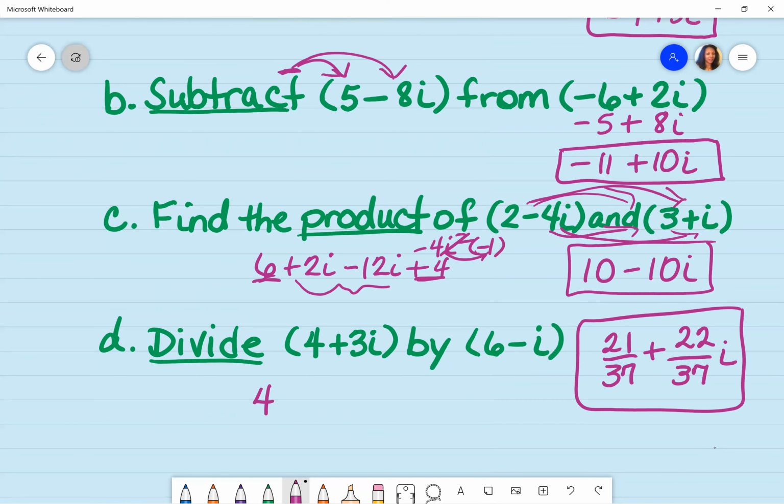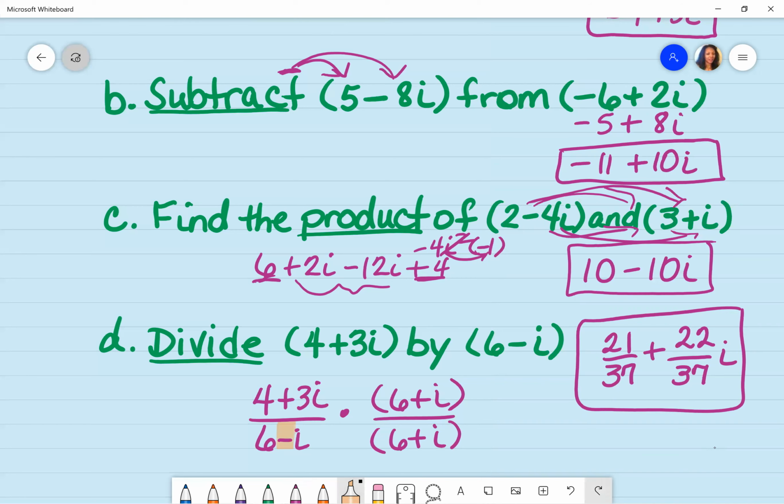Now, of course, you're going to have to show something. So what you could do is just show me 4 plus 3i divided by 6 minus i, and then just show me the conjugate. The sign in front of the imaginary part is the only thing that changes. So instead of having a negative i, you have a positive i. So if you just show me that, I understand that you used a calculator to get that information.